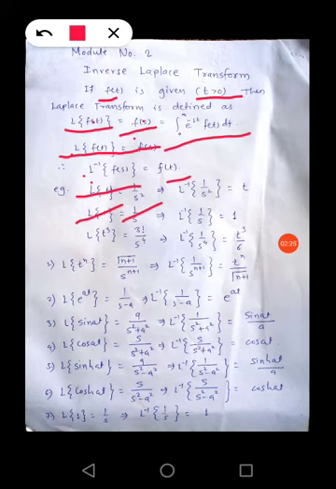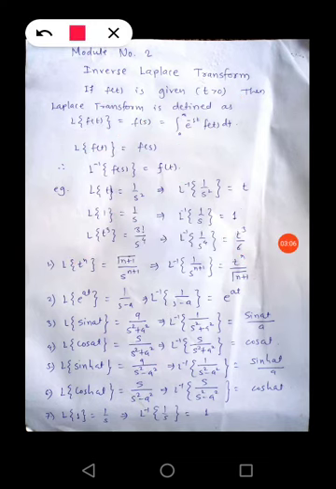As Laplace of t cube is equal to 3 factorial divided by s raised to 4, then Laplace inverse 1 upon s raised to 4 is t cube divided by 3 factorial, which is 6. Here we have t cube only, but on the RHS 3 factorial divided by s raised to 4. So we may move this 3 factorial to the LHS as 1 upon 3 factorial. Then we have L inverse 1 upon s raised to 4 equal to t cube divided by 3 factorial, which is 6. Very easy one.